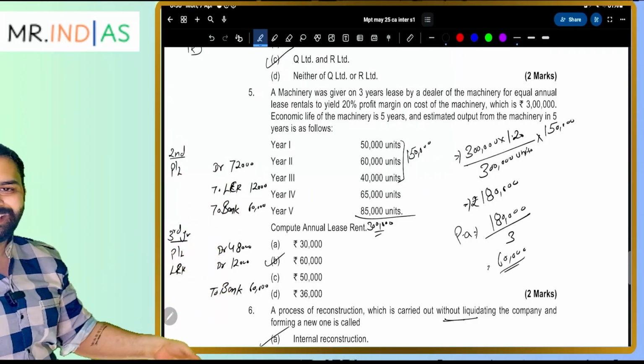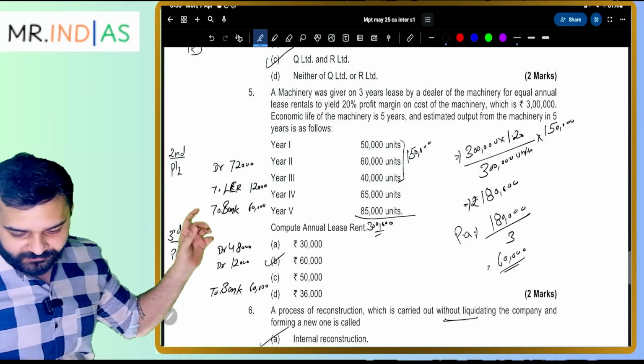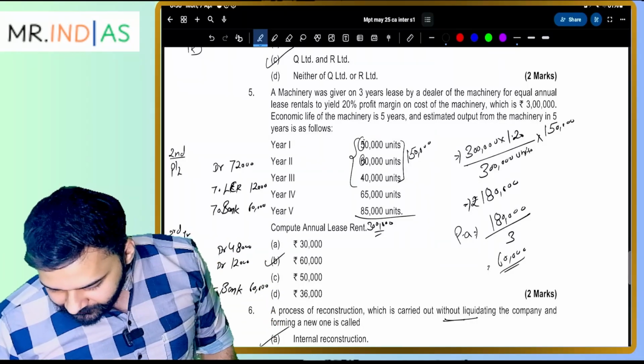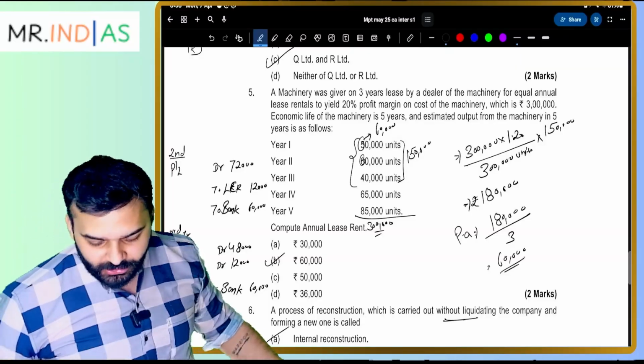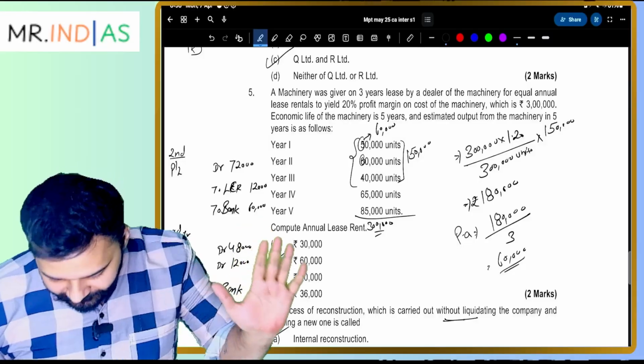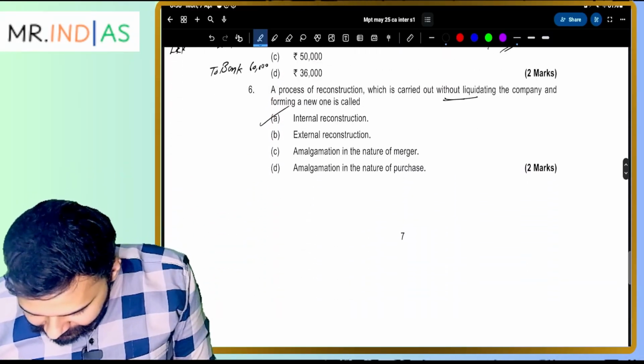So why is LER not created in the first year itself? Because for the first year rental, if you distribute the 1,80,000 into 5:6:4, the first year rental is itself 60,000. So P&L account debit 60,000 to bank 60,000. That's why LER is not created in the first year. Okay, I hope you remember the concept.